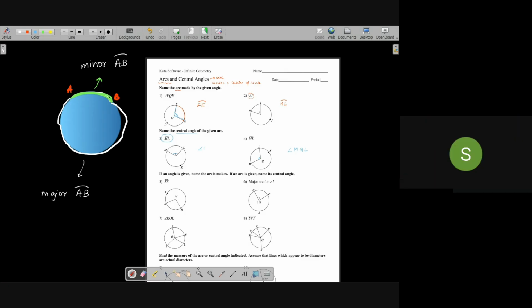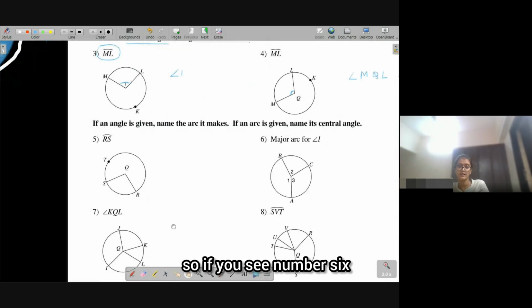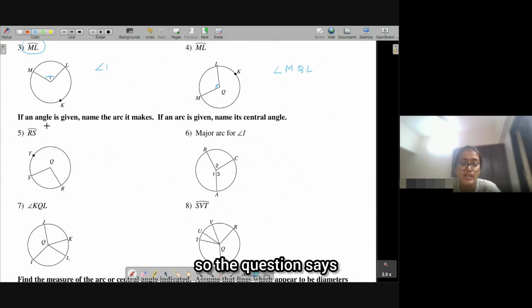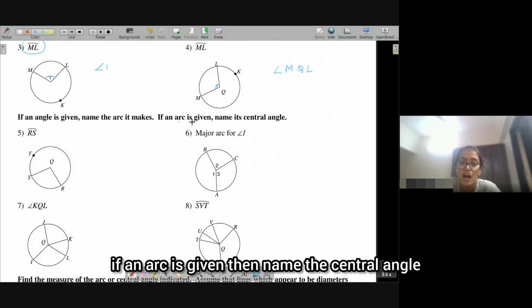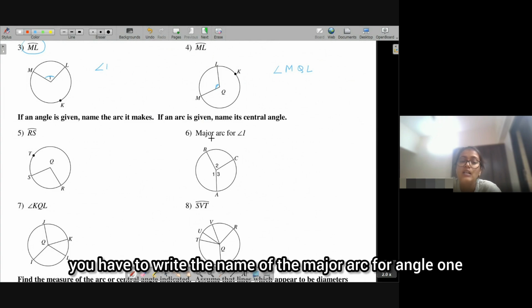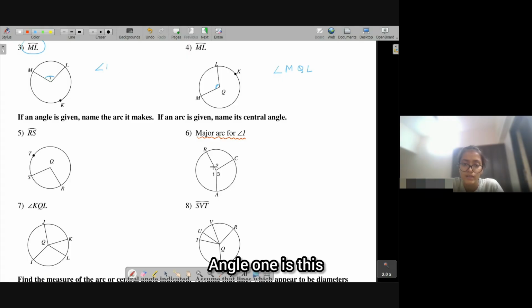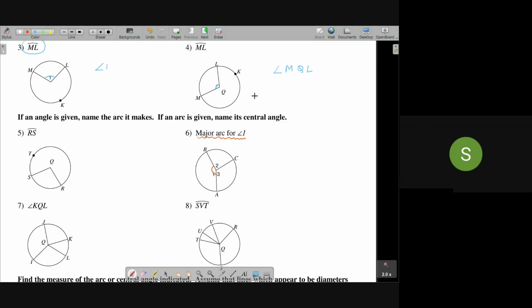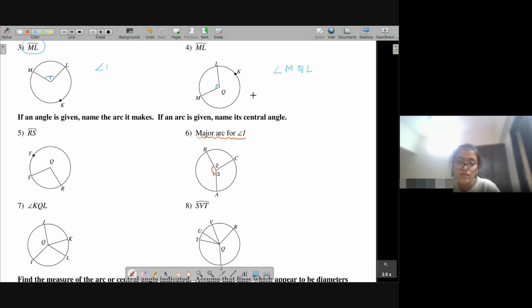So in number 6, the question says if an angle is given, name the arc. If an arc is given, then name the central angle. In number 6, you have to write the name of the major arc for angle 1. Angle 1 is this. We have to tell its major arc. So the major arc would be BA. Do you mean this? No, this will be the minor arc.